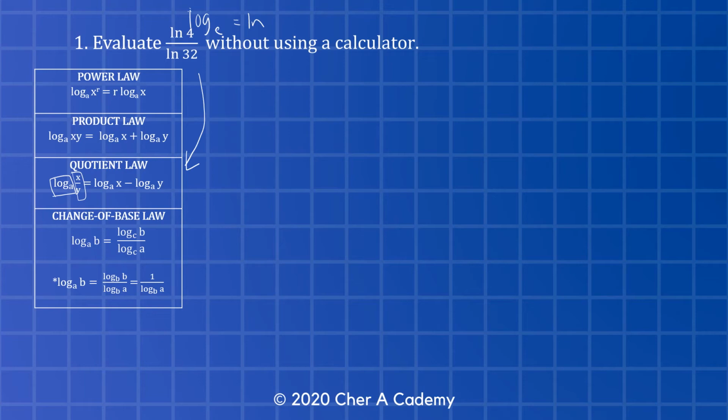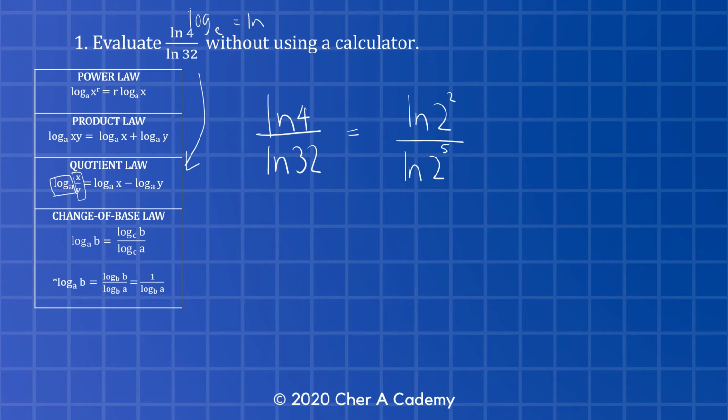But what I notice is that 4 and 32 have the same base. What do I mean by that? Let's look at this. ln 4, ln 32. For log, it is good to be quite sensitive to the numbers. If you look at 4, I can change it to 2 squared. And if I look at 32, I can change it to 2 to the power of 5.